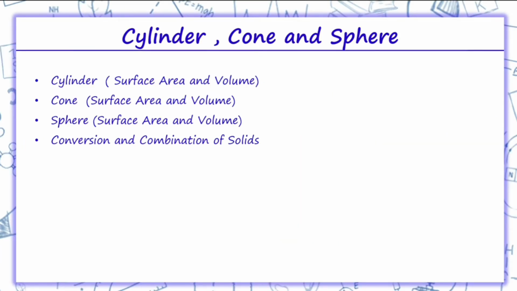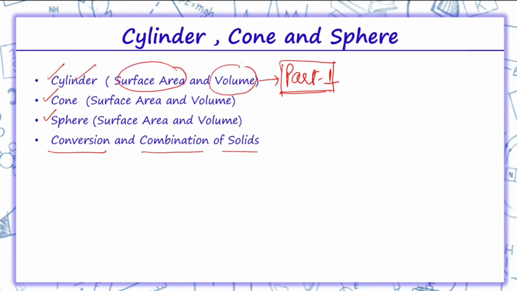In this chapter we have to study the questions that are related to cylinder, cone, sphere, and then we have to study conversion and combination of solids. Now in this part, that means in part 1, we are going to study all the questions related to cylinder, its surface area and volume.